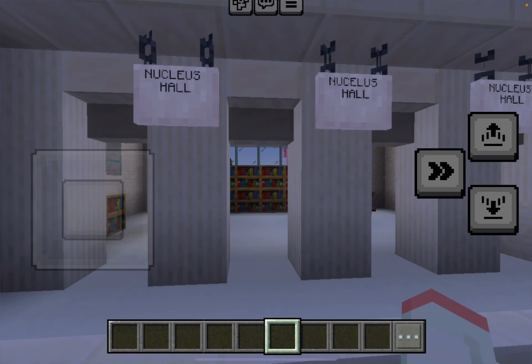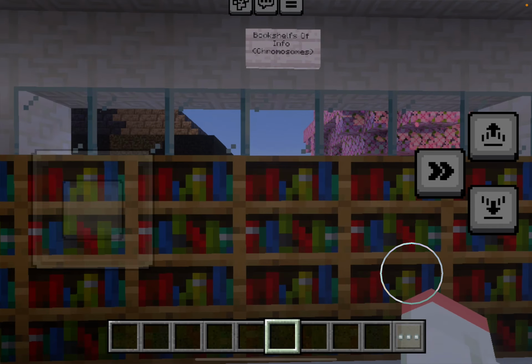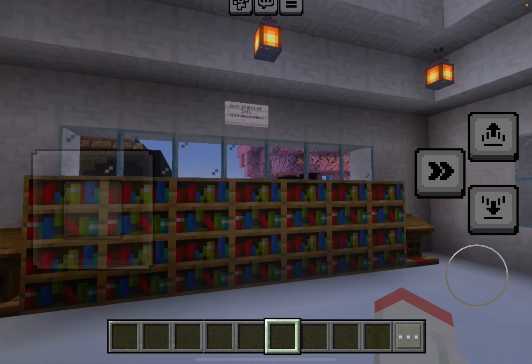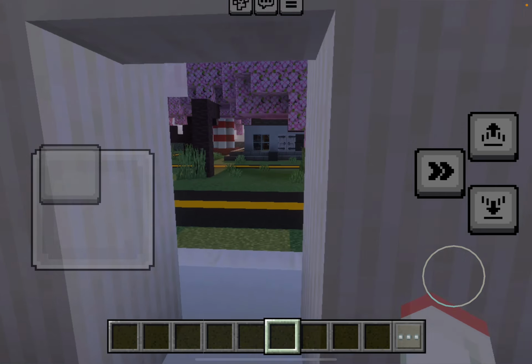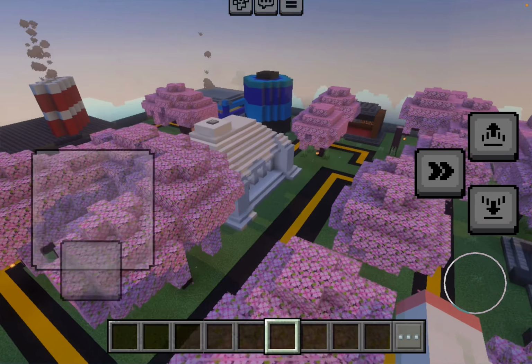Right here's the nucleus hall. It's literally just the instruction place, as you would expect from a mayor. And right here is the chromosomes, the bookshelves of info. And the chromosomes are literally the instructions on how to live as a cell.